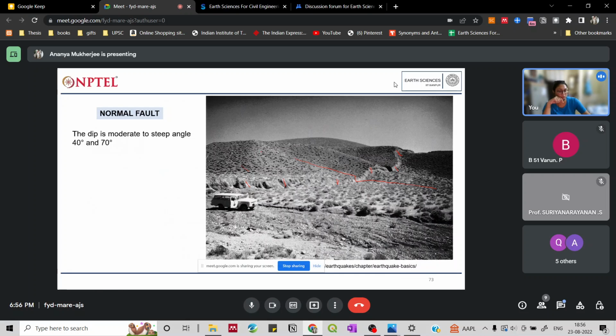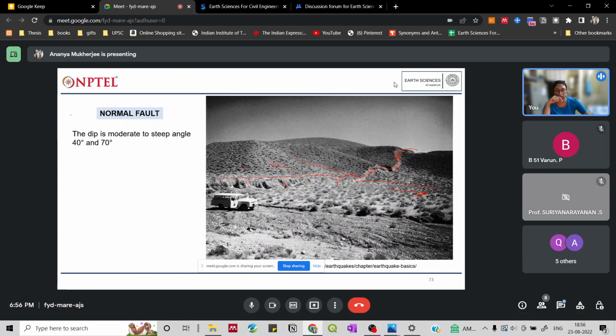This is caused when one of the stresses is acting in this direction and the other stress is acting in this direction. So this is an extensional fault or normal fault. You can trace the fault very easily over here, and this plane that we see over here is also called a fault scarp.